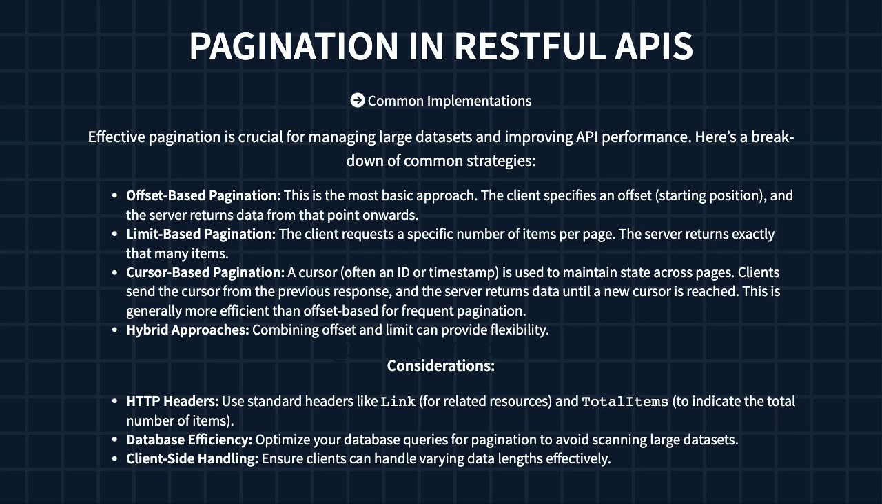Then there's limit-based pagination, where the client asks for a fixed number of items per page, like 10 or 20. Another technique is cursor-based pagination. It uses something like an ID to track where you left off on the previous page. This tends to be more efficient if your clients are frequently requesting new pages. And sometimes people use a hybrid approach. Finally, remember to leverage HTTP headers like Link and Total-Items. These give the client all the information they need to navigate effectively. And don't forget about optimizing those database queries.